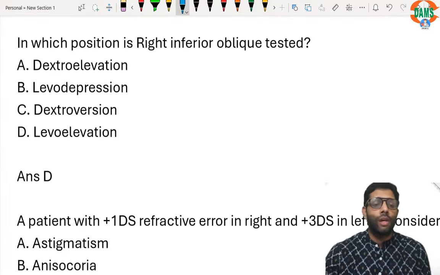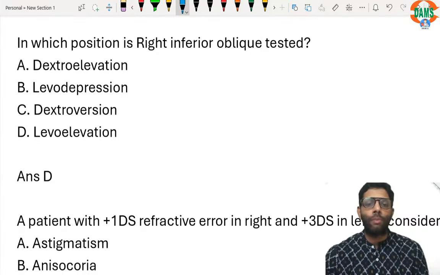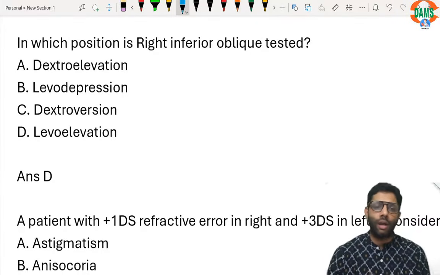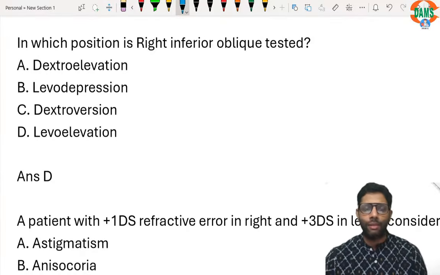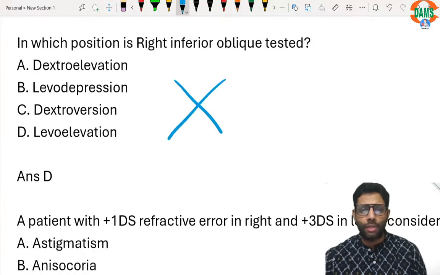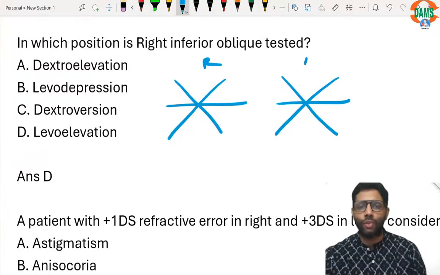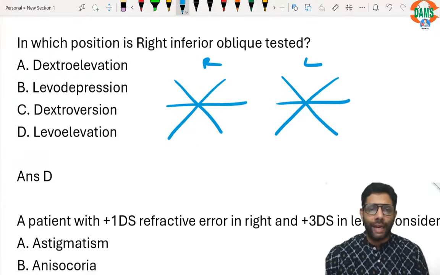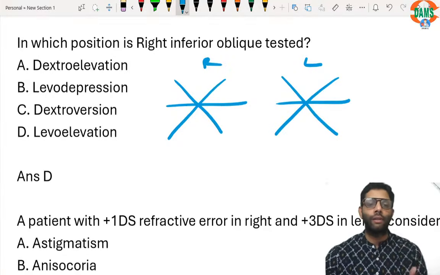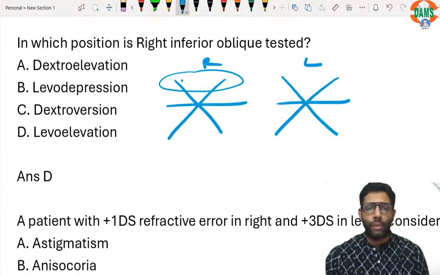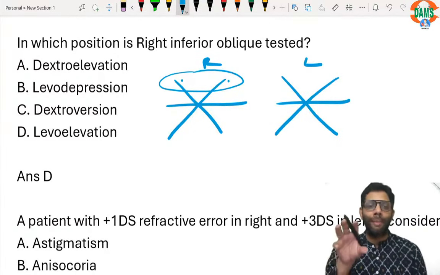Excellent. So in which position is the right inferior oblique tested? There are cardinal gazes, six gazes. Always remember this cross in your mind or in the exam; it will help you solve many questions in squint. So the right inferior oblique is an elevator. It should come over this one and this one. The inferior oblique is actually an elevator, maximum in the adducted position of the eye.